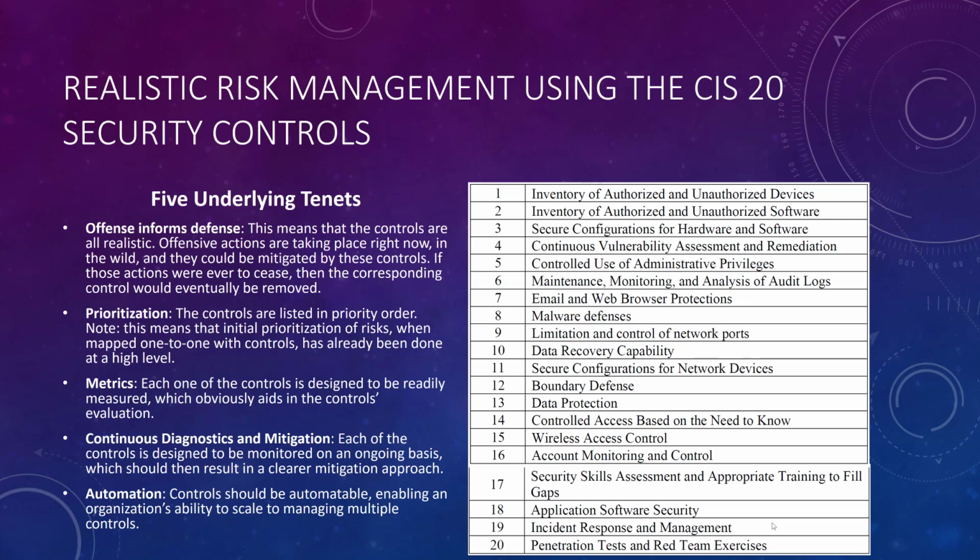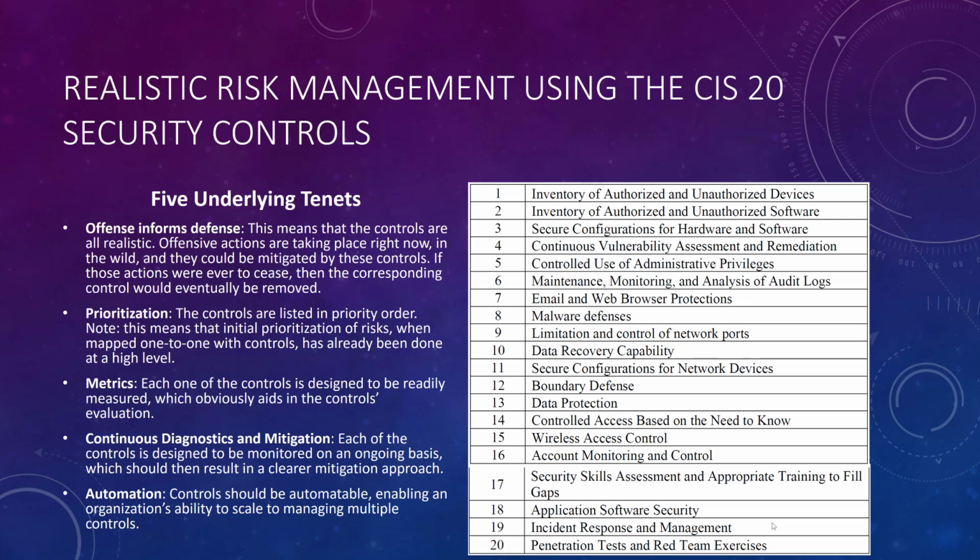As you're building in these 20 controls, you want to put metrics in against them that let you decide how well am I doing against these particular controls. There's always ongoing diagnostics and mitigation in terms of what controls are going to be appropriate, and should we make any fine-tuning of those controls to strengthen against a particular threat. And then to the extent possible, you want to automate these as much as possible. All right, very good. So those are the 5 underlying tenets.